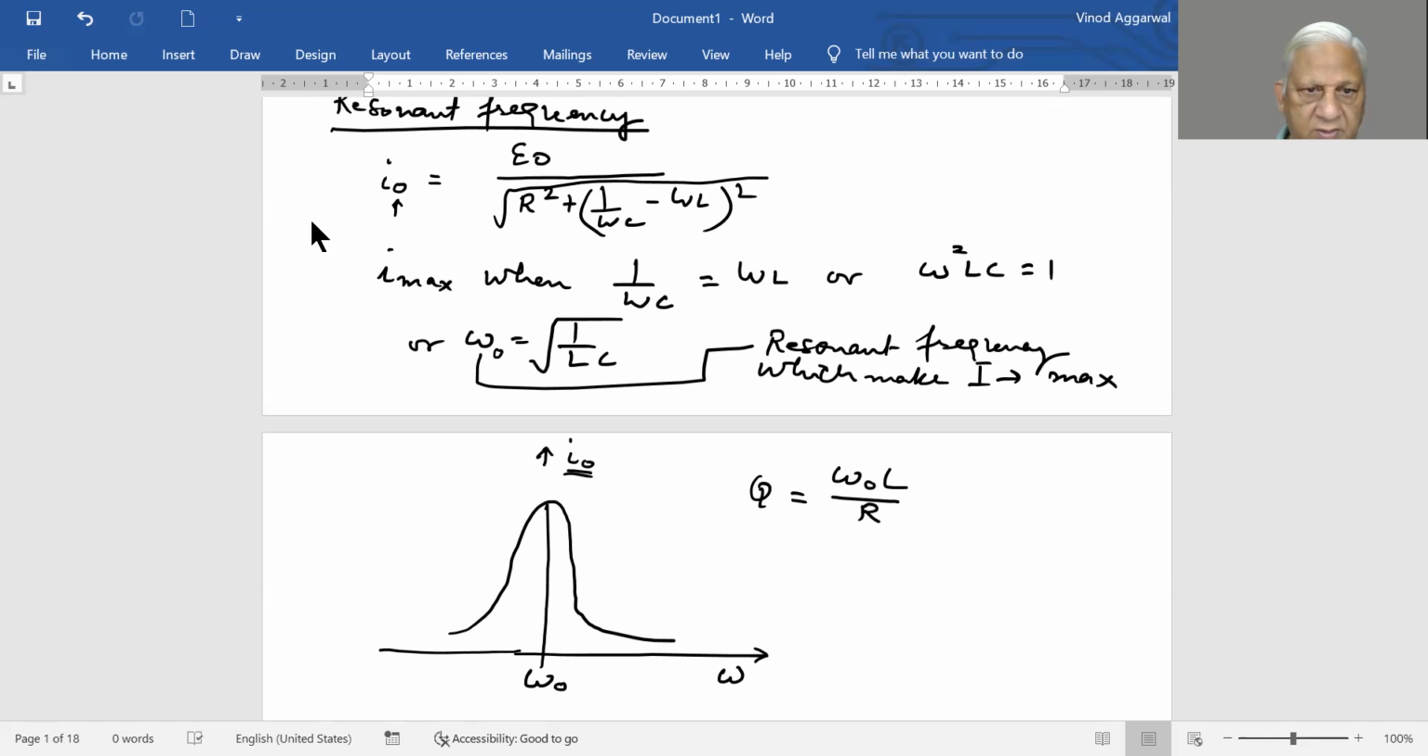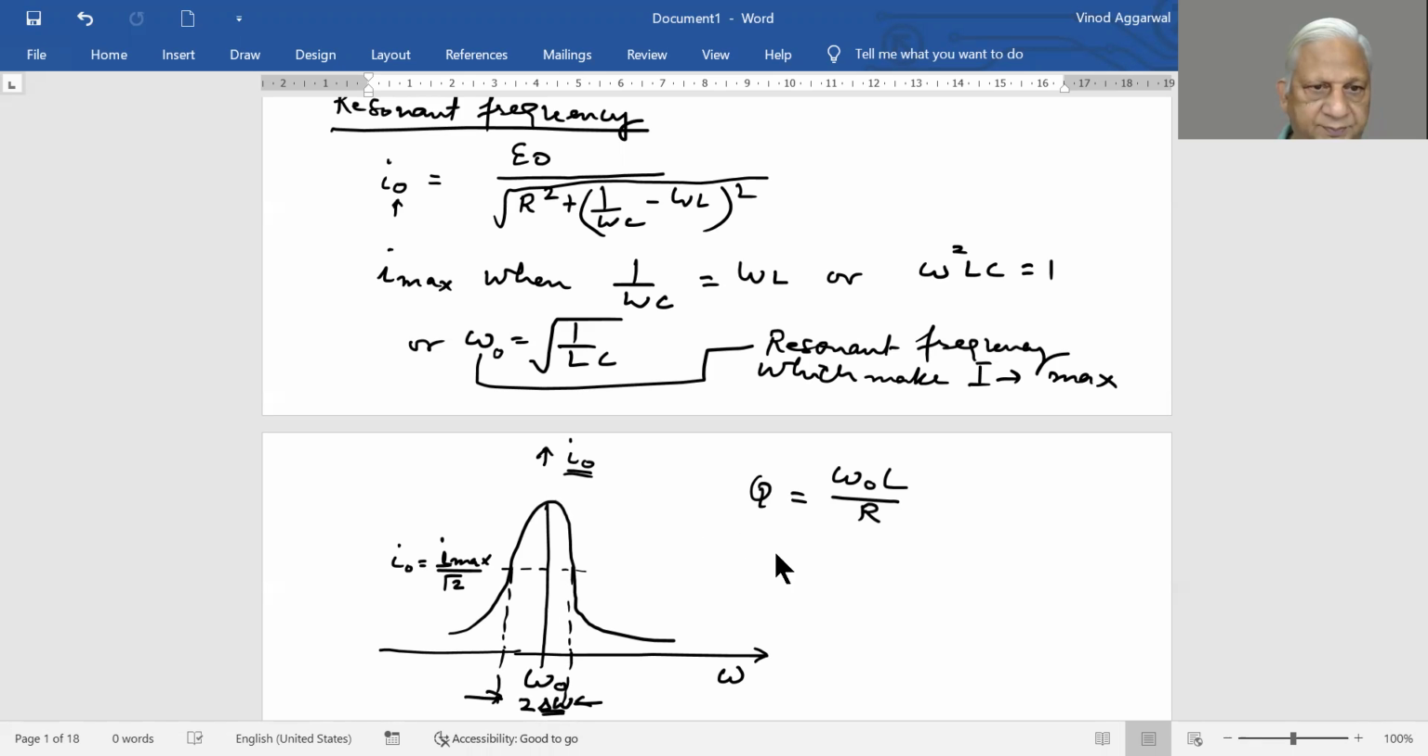Now if we take I naught is equal to I max by root 2, then it corresponds to two frequencies, this one and this one. And the difference between the two is twice the difference in frequencies.